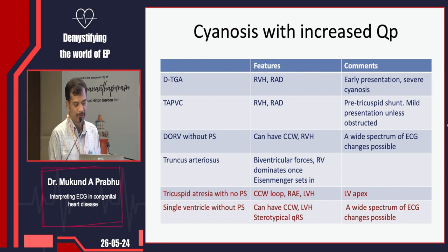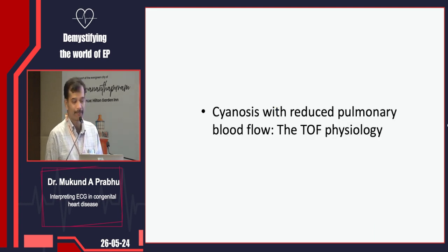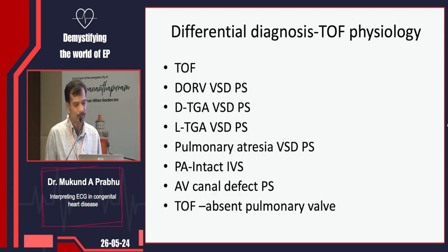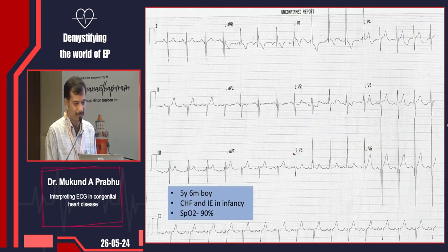to the diagnosis. And without spending time there, I will go to the next commonest seen physiology, cyanosis with reduced pulmonary blood flow or the TOF physiology. All of us know there's a huge list of differential diagnoses that we can make clinically when you have a TOF physiology. And ECG might provide so many valuable clues to prioritize from this list of differential diagnoses.